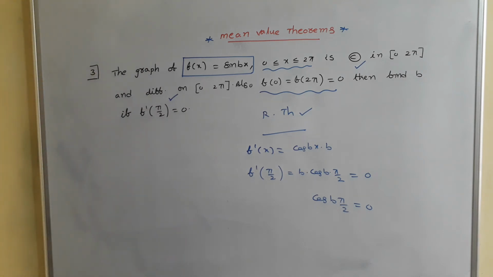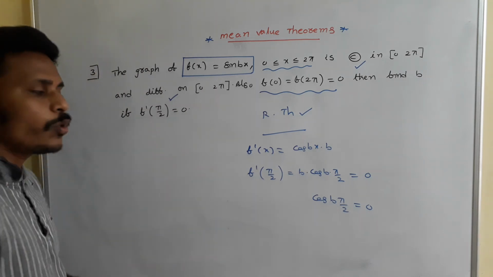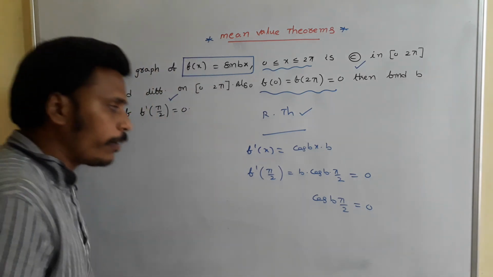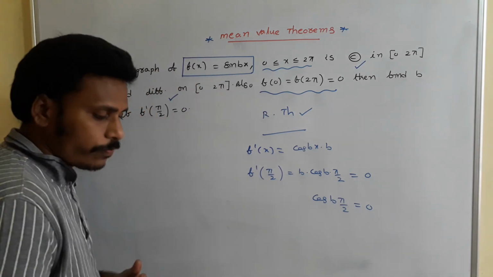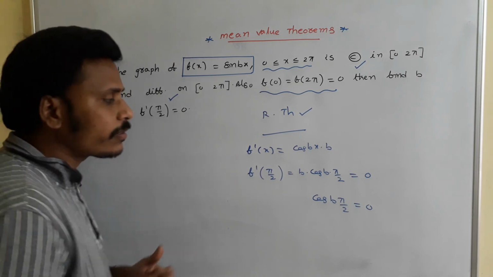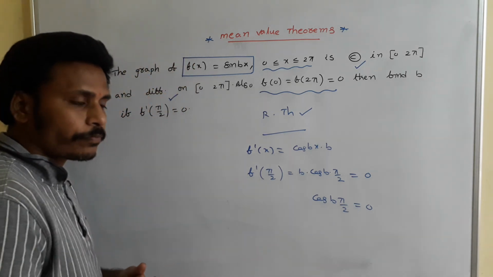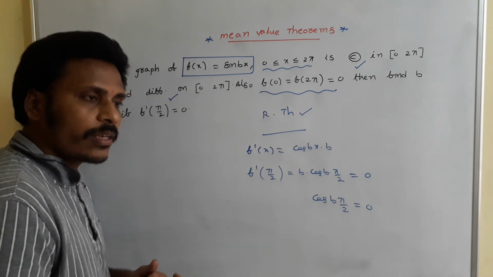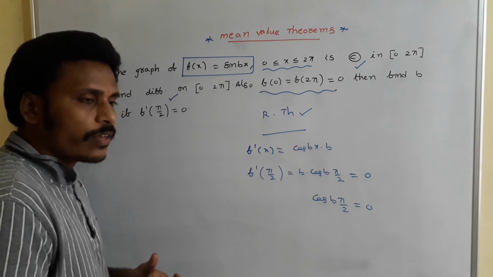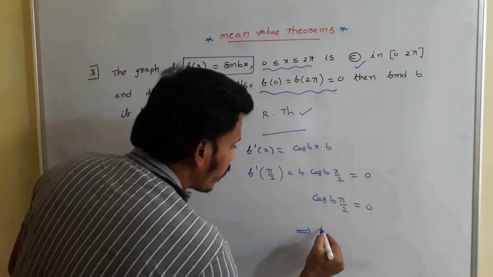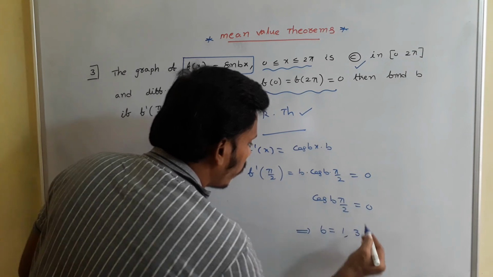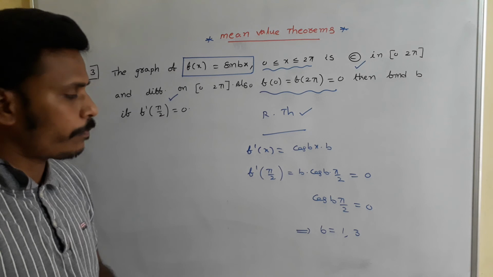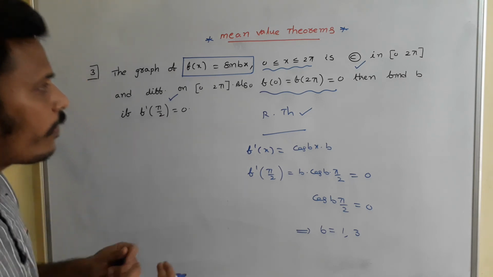If you send b to that side, cos b pi by 2 equals 0. Then what are the possible values of b pi by 2? Cos of something is 0. Whenever cos of some value is 0: cos 0 degrees is 1, cos 90 is 0, cos 270 is also 0. From there we get the possible values of b as 1, 3. Is it right? Cos 90 degrees is 0.